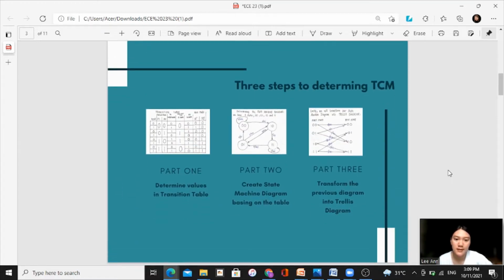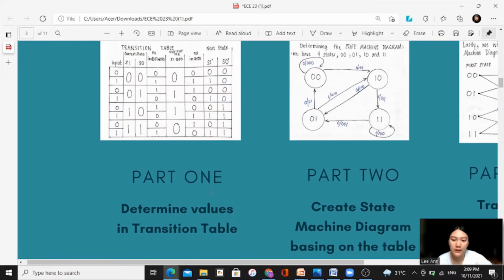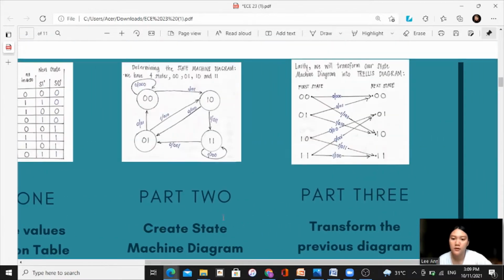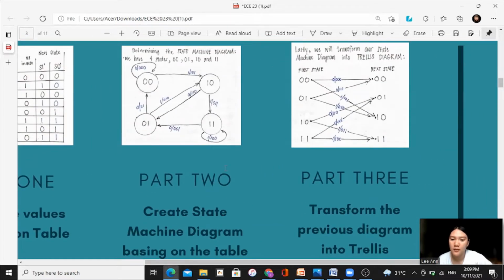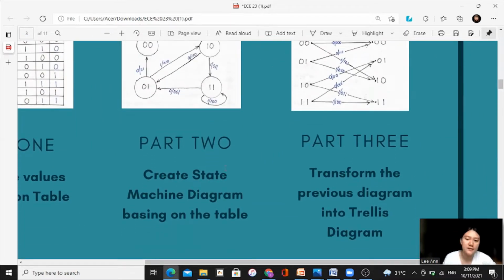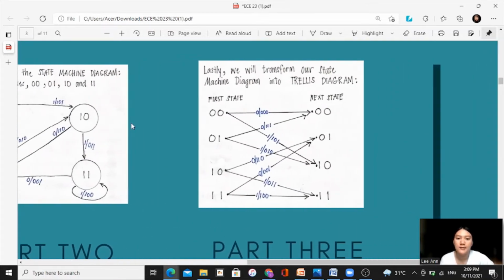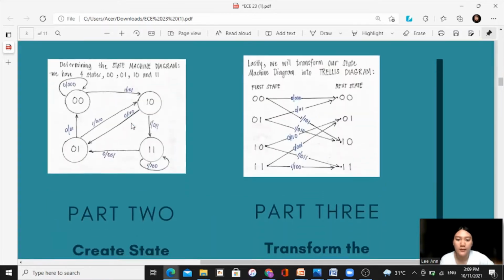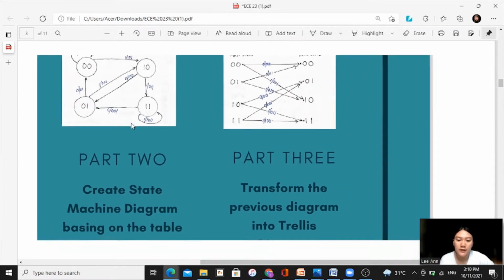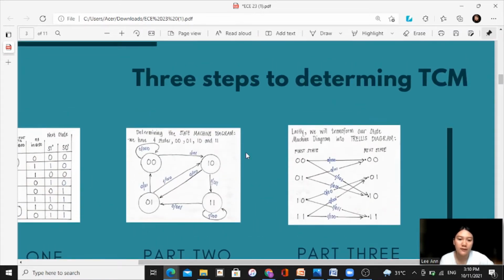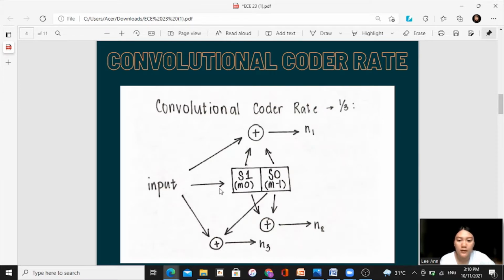The three steps to determine the TCM: part 1 is to determine the values in the transition table. Part 2 is to create a state machine diagram based on the transition table. And lastly, we will transform our state machine diagram into a trellis diagram. And this is our diagram.